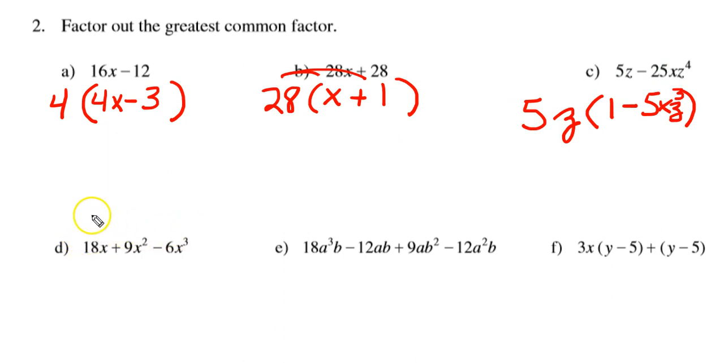Now here we have 3 terms, and we can do it on top too. What can we take out as far as the number from each term?